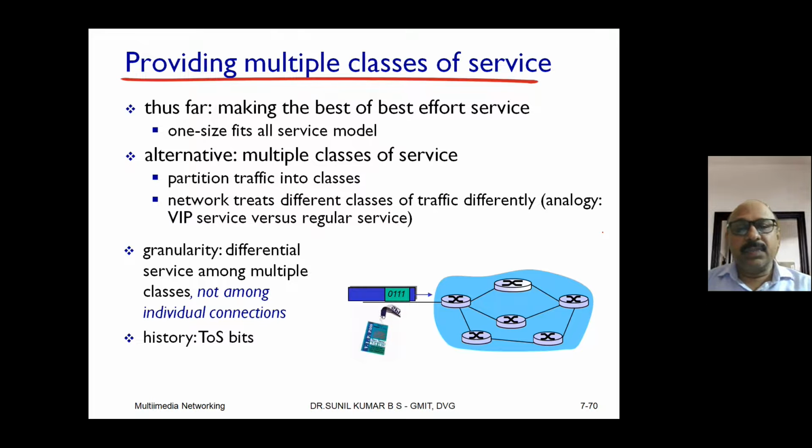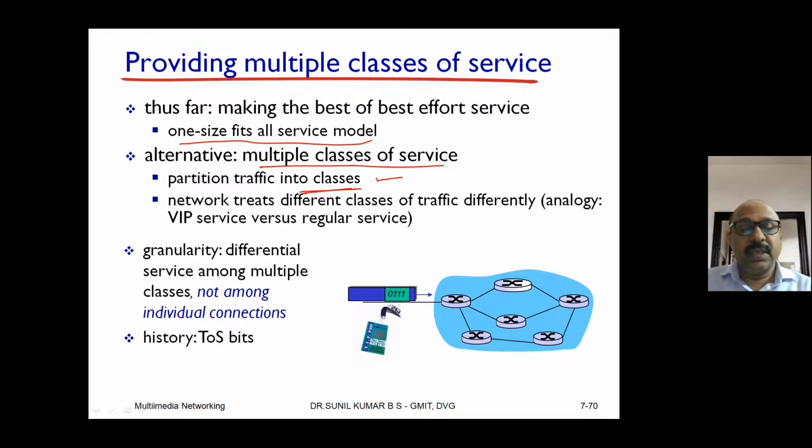Okay, I think that's what we told. Thus far, we have been making the best effort service. It is one size fits all, and it is not a differentiated service. As an alternative to this, we have multiple classes of service, which we discussed in the previous slide, wherein we will partition the traffic into a number of classes. This is very much important here.